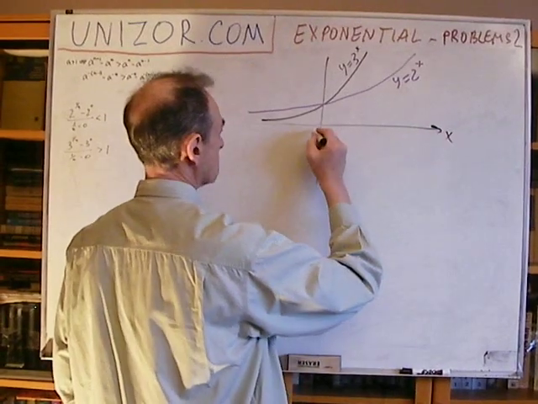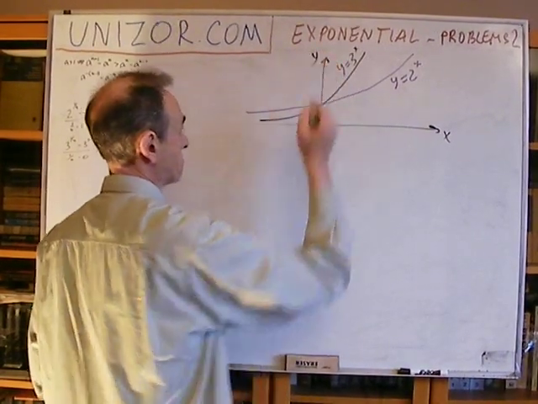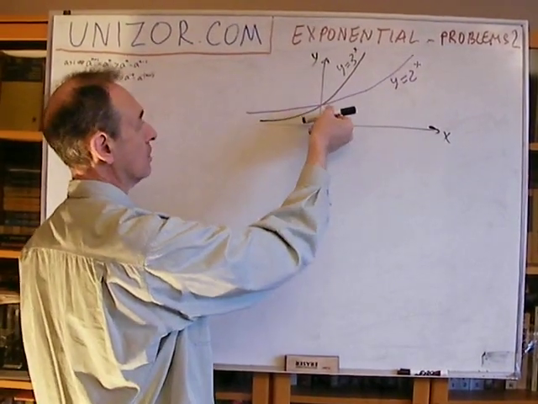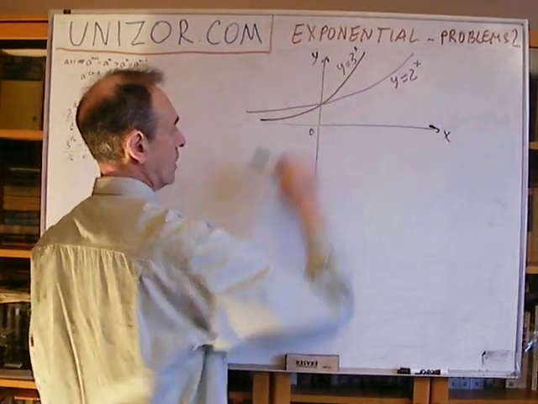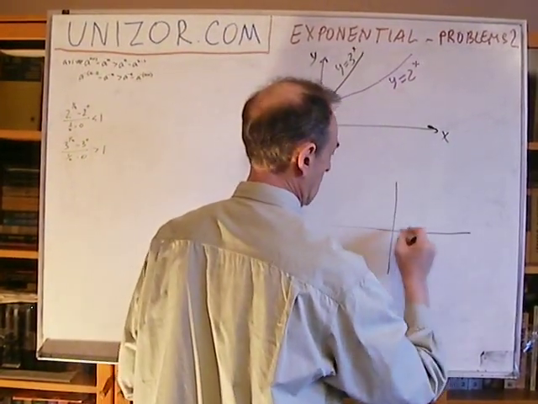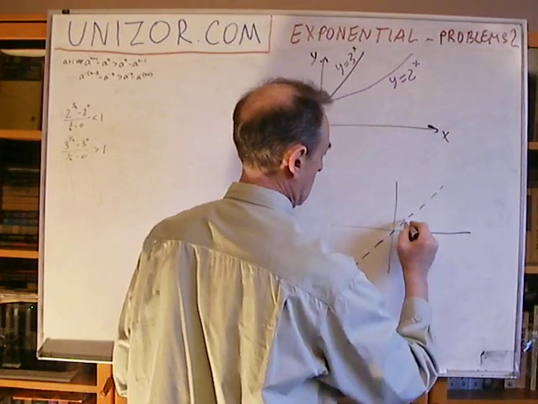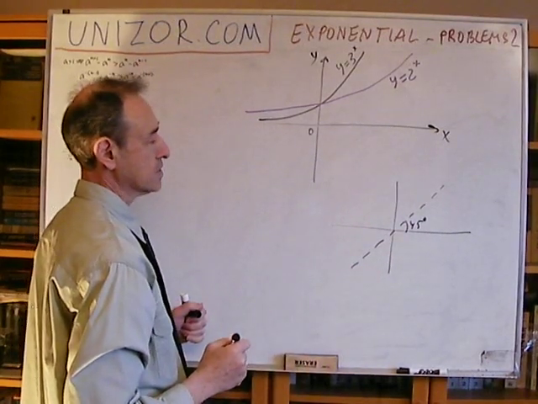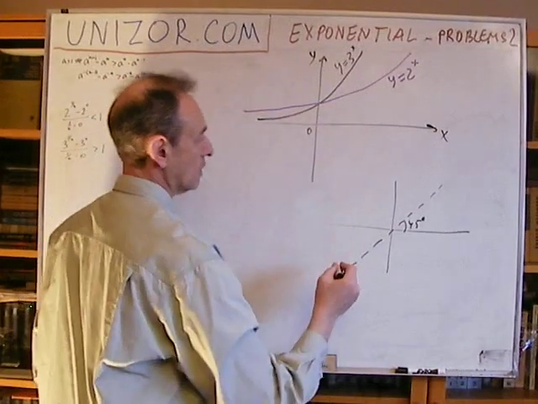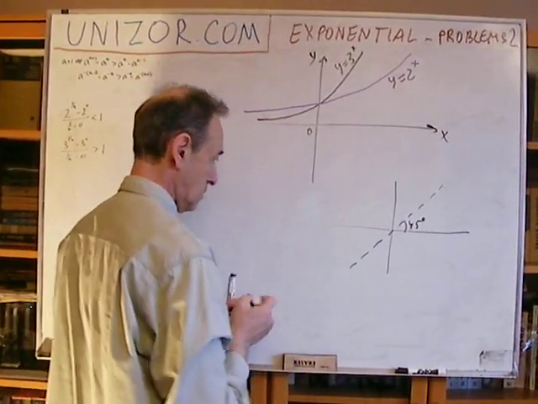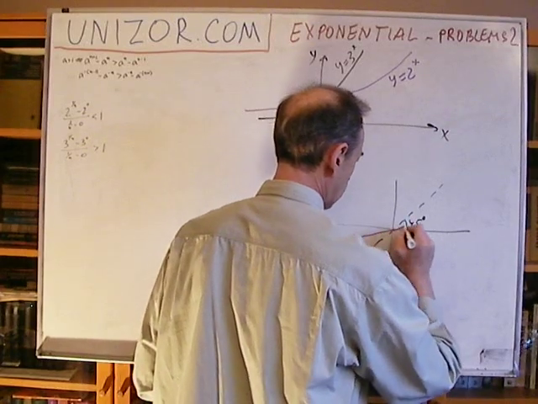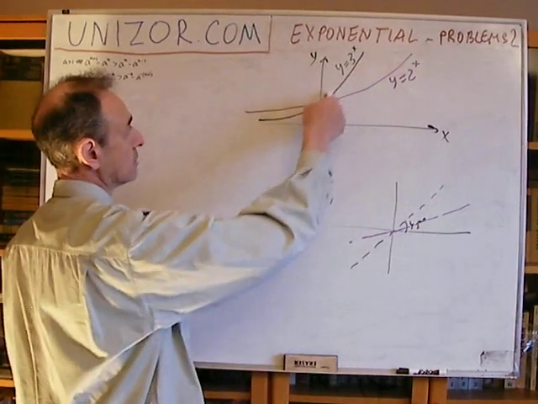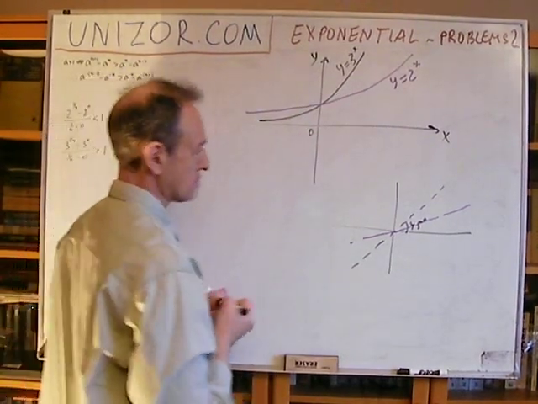What's interesting is that if you draw a tangential line to this function, okay, this is a bisector, a 45 degrees angle. So this tangential line would go below 45 degrees on a positive number. And the tangential line to y equals 3 to the power of x will be above.